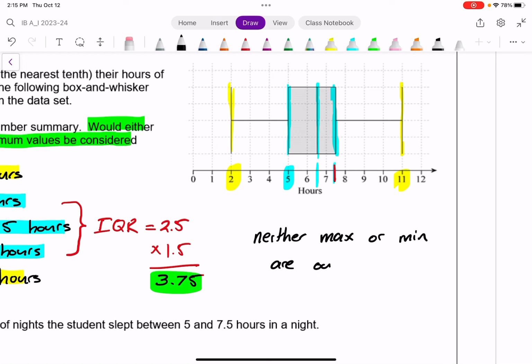They're close. It's a lot of sleep or very little sleep, but not outliers.